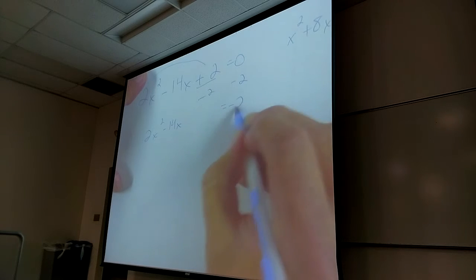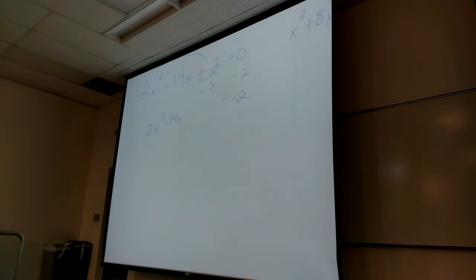Somebody else notice something nice here. In fact, every problem we've done so far had what number in front of the x squared? A 1. Completing the square is built on there being a 1 there. So does there have to be a 1 there? Yes, or else you can't do it. So what do I do now? Divide by 2.